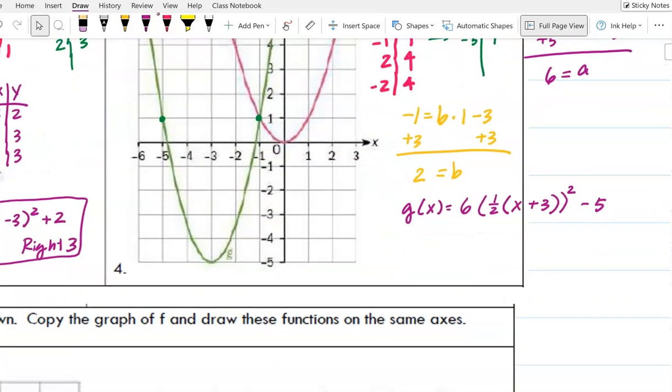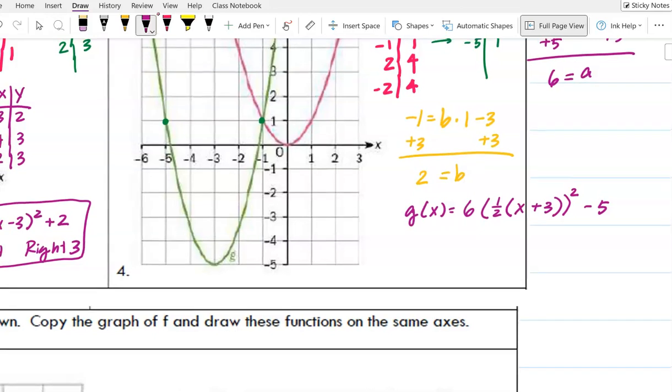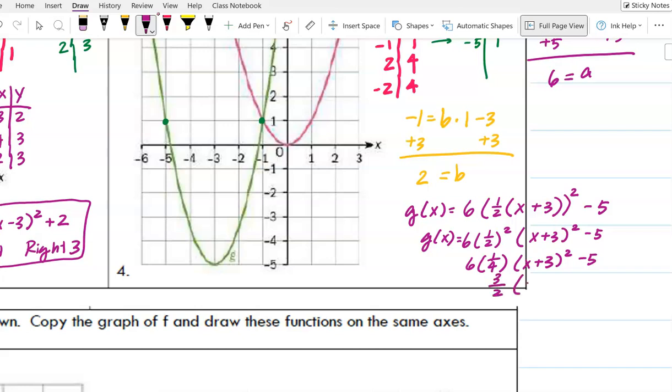Okay, now this could be the final answer, or let's go ahead and take that 2 out of there. So I get 6 and then 2 squared, which is (x plus 3) squared minus 5. That's g of x. So that becomes 6 times 4, (x plus 3) squared minus 5, and that's going to become 24 (x plus 3) squared minus 5. Okay. So that works out perfectly.